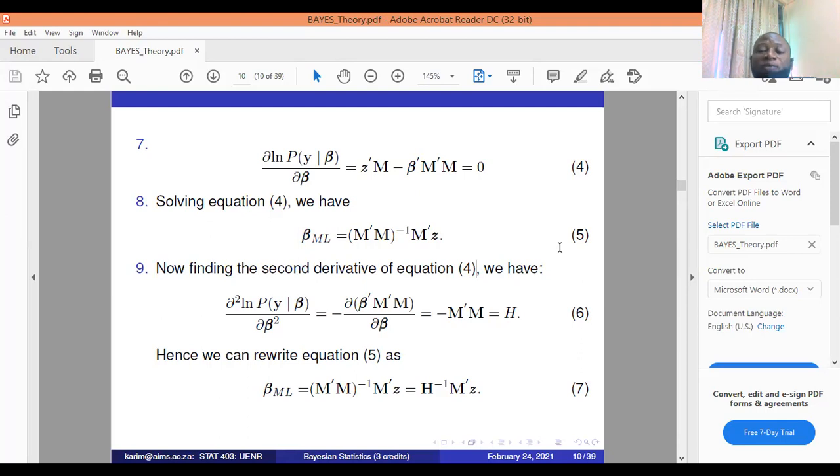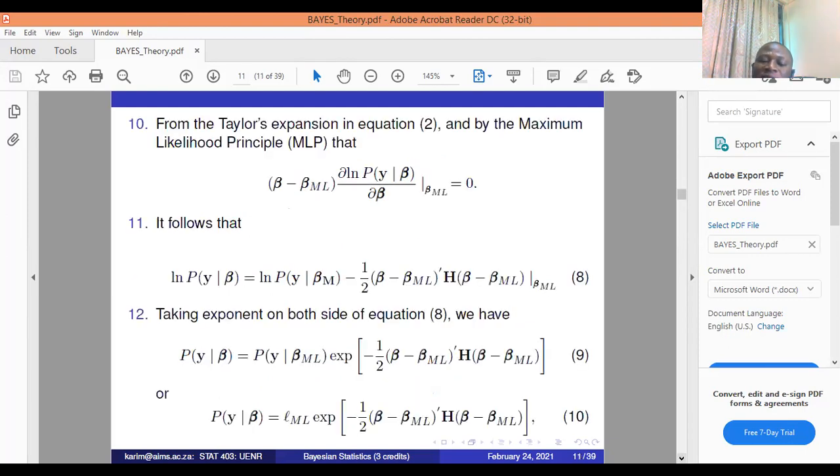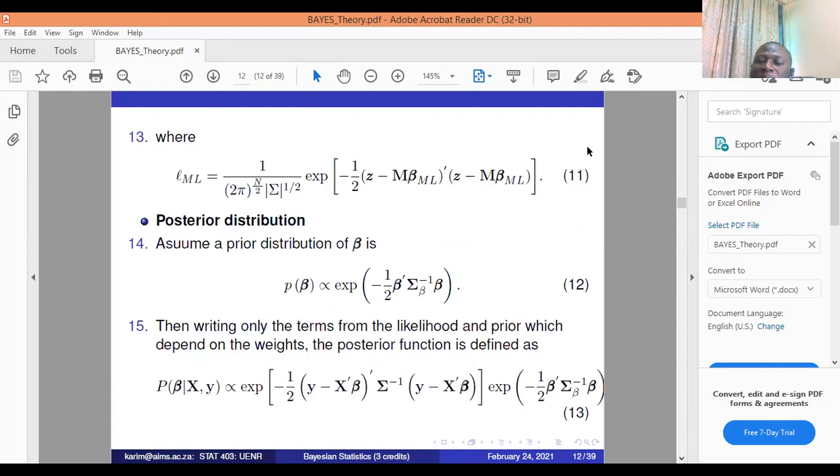So that is just under the frequentist paradigm. Now let's think of it under the Bayesian paradigm and see. So under the Bayesian paradigm, now we know our maximum likelihood estimator.